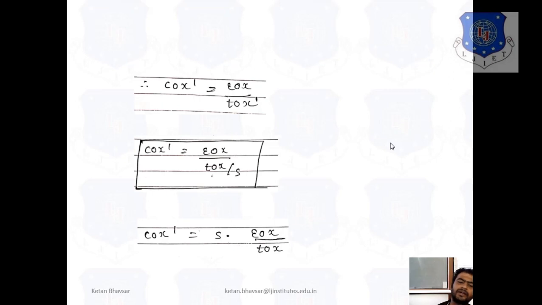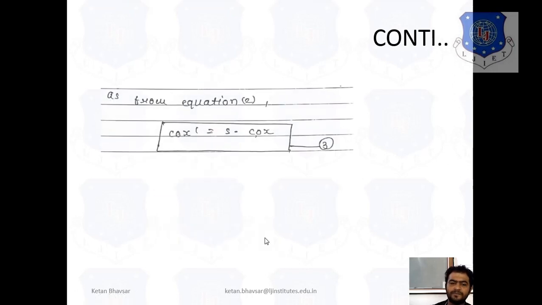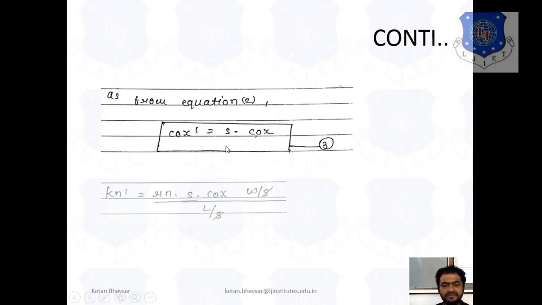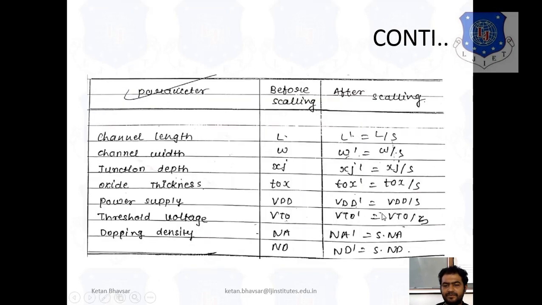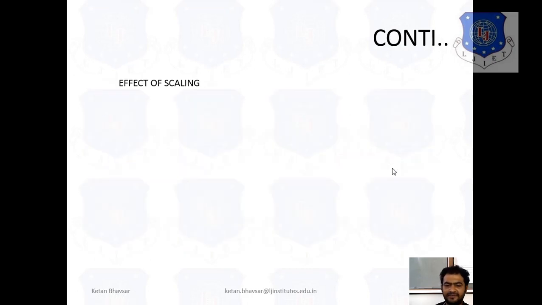Now for calculating Kn, we first have to calculate Cox. So Cox dash is equal to EOX upon TOX dash. EOX we take as a constant, it's free space, and TOX now becomes TOX divided by S. So your final scaling factor for Cox is S into EOX upon TOX. We can say that the Cox dash is equal to S into Cox. So Kn dash is equal to mu n S into Cox W by L, L divided by S, as you can see in this particular table. Make sure that you keep this table in your mind whenever you work on the scaling factor.